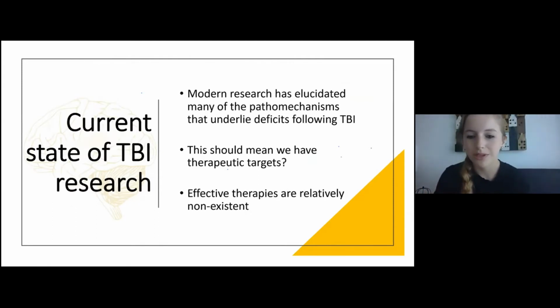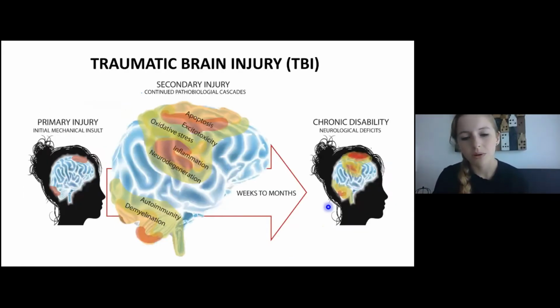There's actually been 40,000 papers published on TBI, and we know quite a bit about the pathomechanisms that underlie the deficits following TBI. Theoretically, this should mean that we have good therapeutic targets, but effective therapies are still difficult to identify. And the answer to why this is ultimately lies with the complexity of this disease. TBI isn't a one hit and done kind of situation.